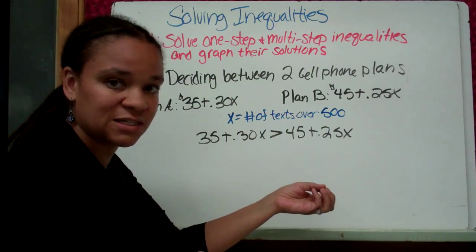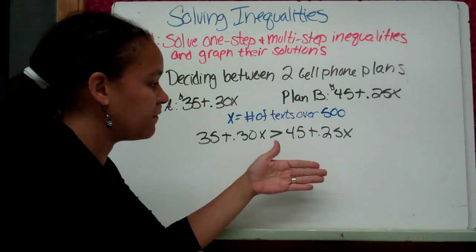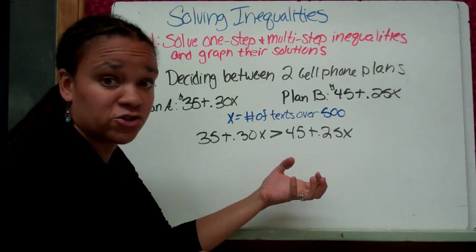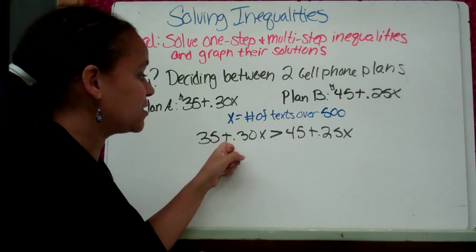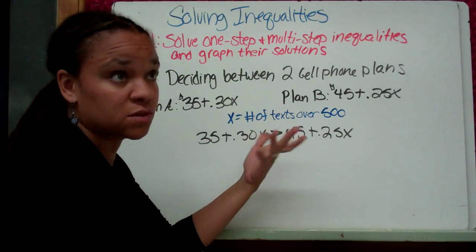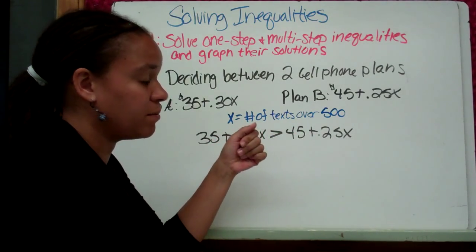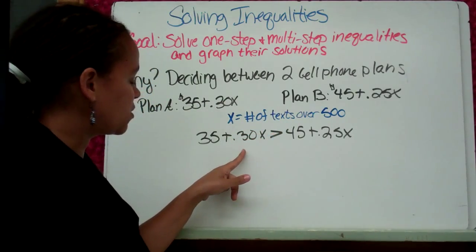If we solve this inequality for x, we can find the magic number of text messages where Plan A is going to be more than Plan B. So then if you get over that number, you should probably choose Plan B. So let's go ahead and solve this.